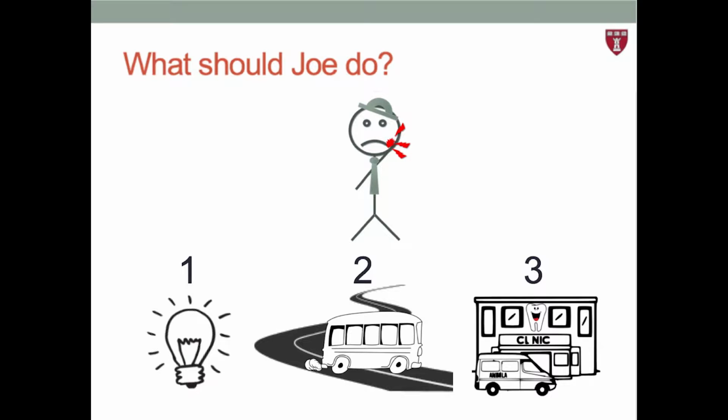So these three categories of barriers that we've just talked about are known as the 3 delays to receiving appropriate quality care Joe needs to get well. Delay number 1, deciding to seek appropriate care. Delay number 2, reaching an appropriate facility. And delay number 3, receiving appropriate quality care.